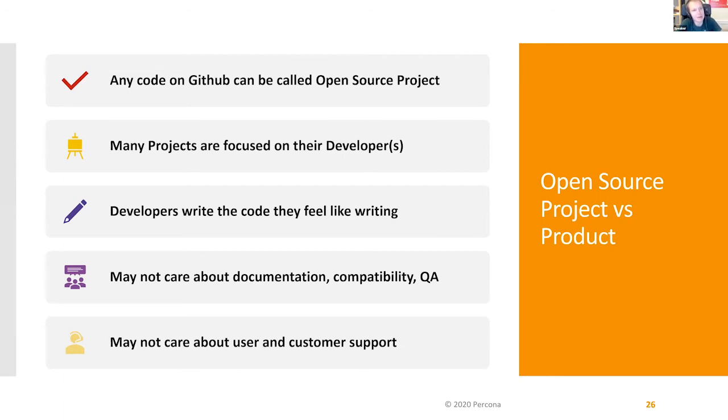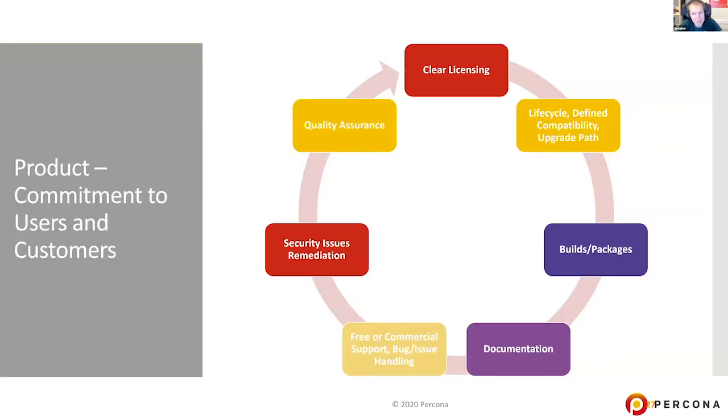Now, if you are making a product commitment, then many of those have to change, at least if you want your product to be actually successful as a product. You need, for example, to have very clear licenses. Just the stuff on GitHub would not cut it. You would need to make sure that the lifecycle, compatibility, and upgrade path are very clear as well.